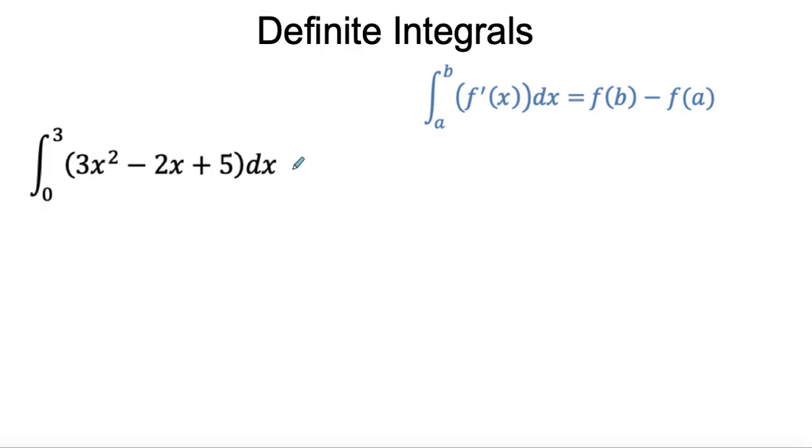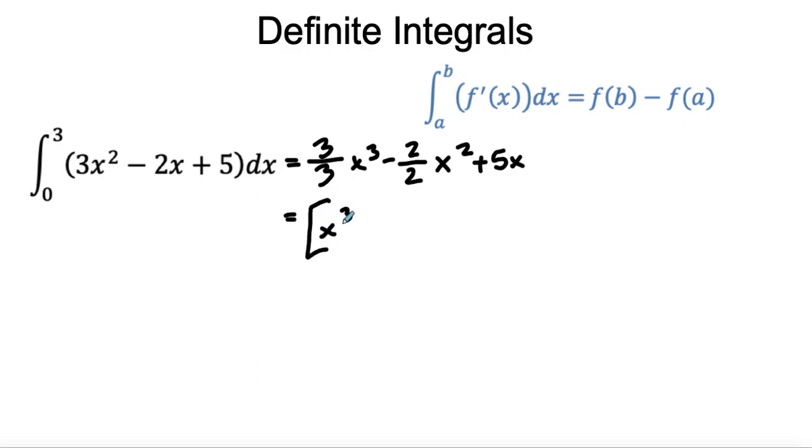Okay, so first we need to find the integral. So let's do that part. Well, we're going to add 1 to the exponent, that's 3, so we divide by that number. And then we're going to do it again, which will mean we divide by 2. And then remember, if we just have a number, that will become 5x. So let's rewrite this, and now we're going to do this a little bit differently, because I'm going to have x cubed minus x squared plus 5x plus c.